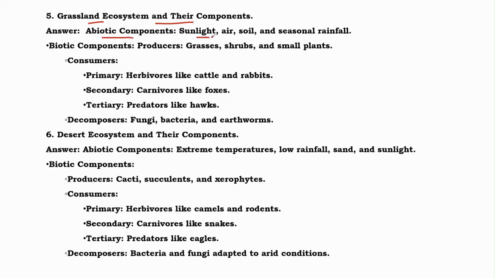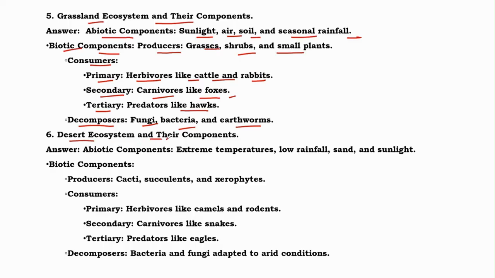Then grassland ecosystem and its components. Abiotic components: sun, air, soil and seasonal rainfall. Biotic components: producers, grasses, shrubs and small plants. Consumers: primary, herbivores like cattle and rabbits. Secondary, carnivores like fox. Then tertiary, predators like hawks. Then decomposers: fungi, bacteria and earthworms.